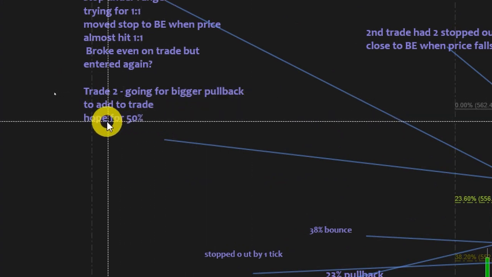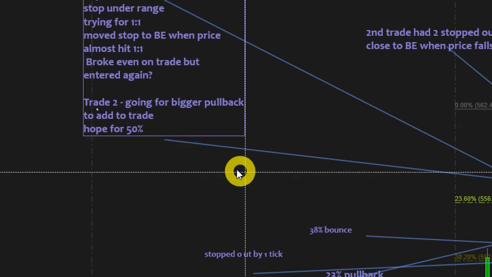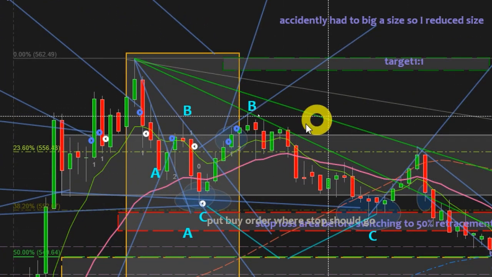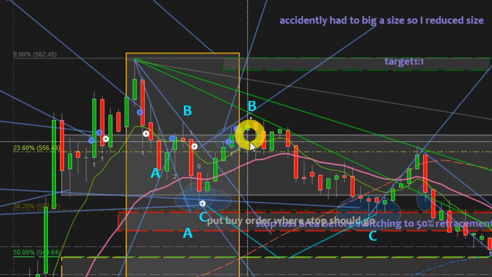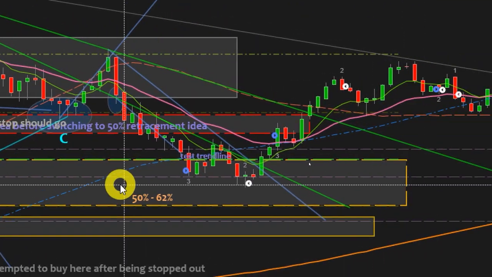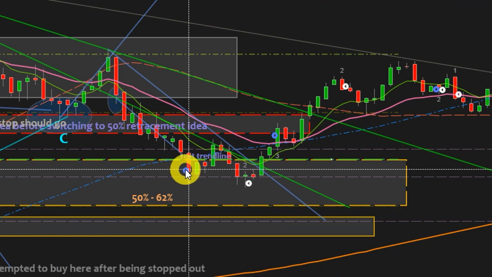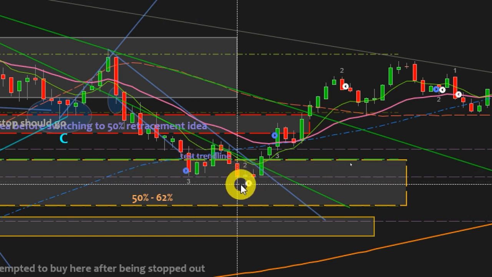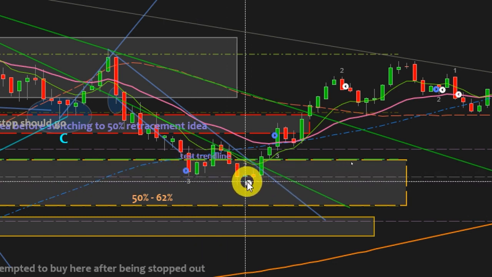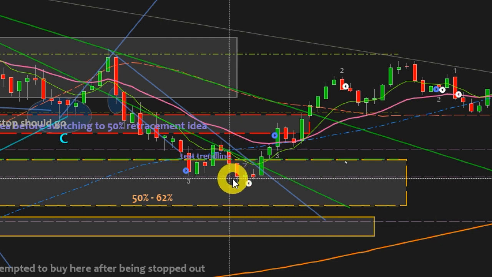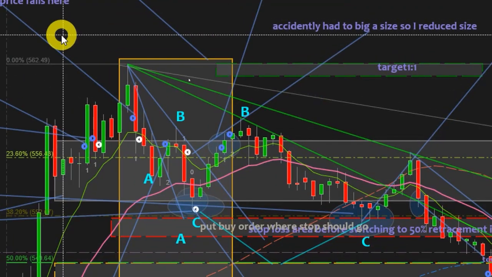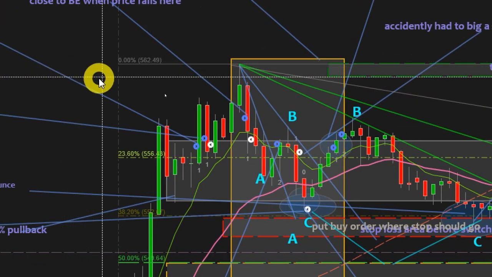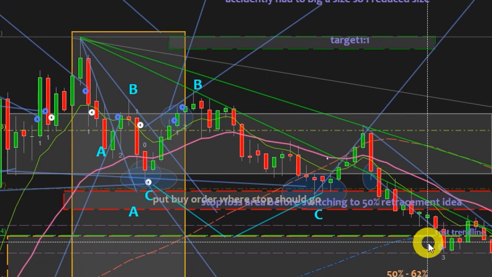To add to the trade, hope for 50%, and it did go down to 50%. Had I held this one trade right here through all of this... I took 2 trades here and added. Had I waited down here and added down here, I might not have been so antsy, because I was in 3 at this point, antsy to hold through this little bounce. So the idea that I had on my second trade, I didn't even stick to it. That's bad weakness right there. Very bad.